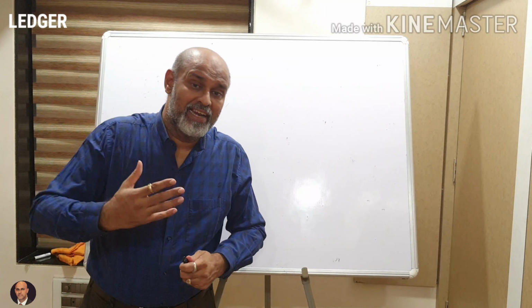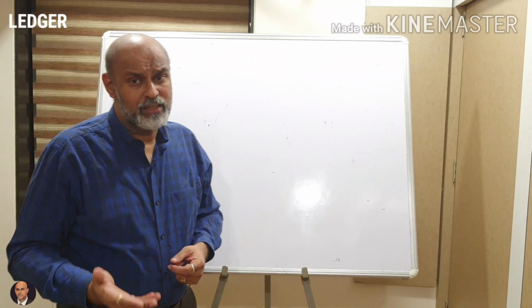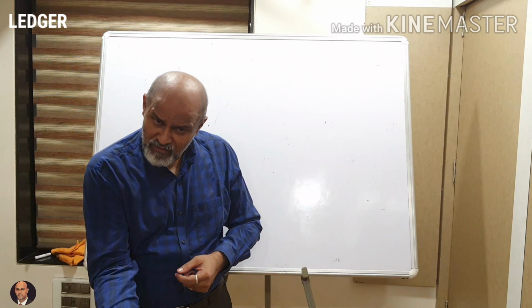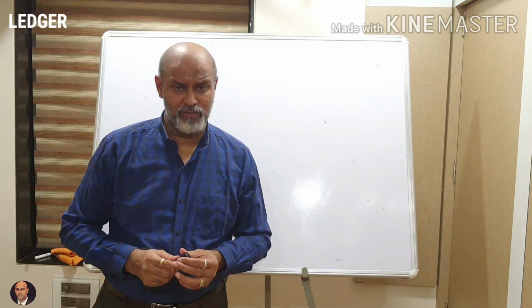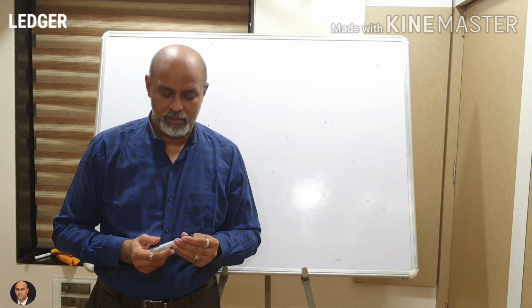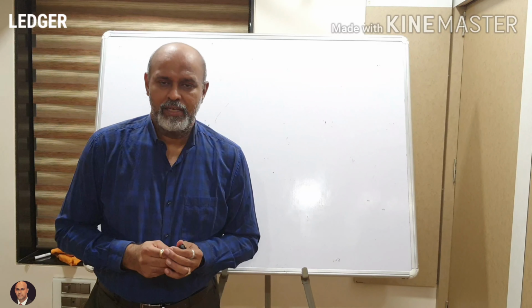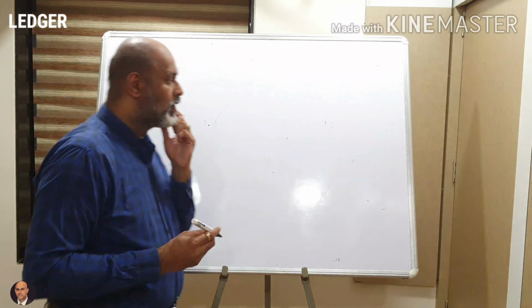Who's a creditor? Creditors are people whom we owe money. Why do we owe money to them? Because we have purchased goods on credit from them. Okay, fine. So I shall take this particular example and we shall deal with it accordingly.